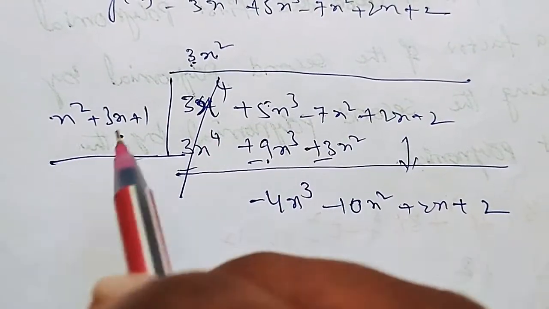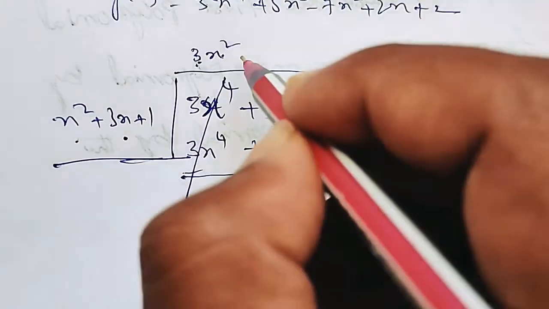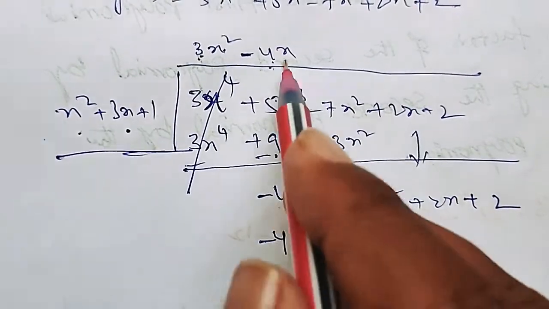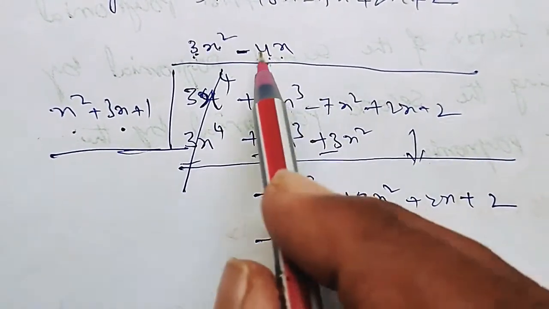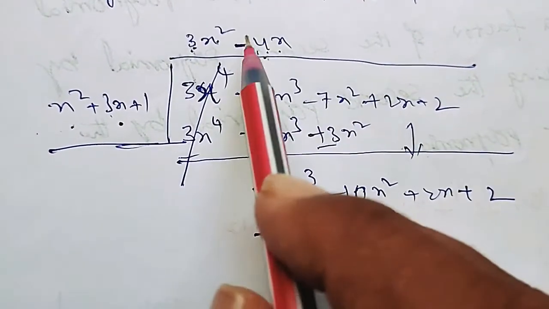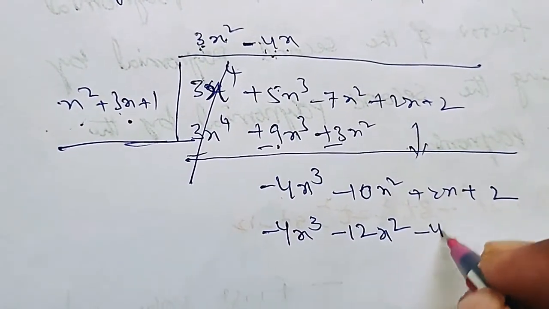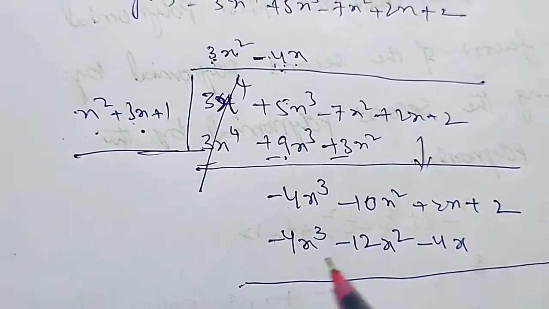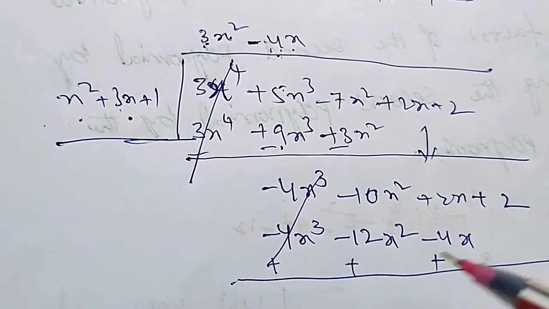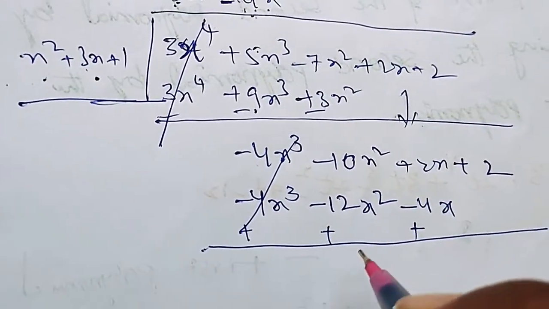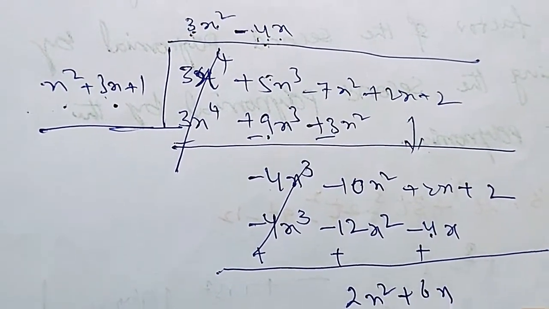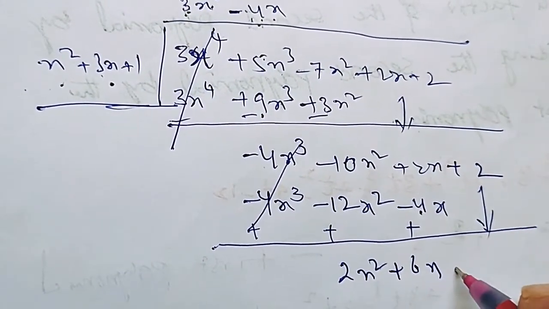Next, here x^3 and here x^2, so simply minus 4x. Minus 4x into x^2 is minus 4x^3. Minus 4x into plus 3 is minus 12x^2, and minus 4x into 1 is minus 4x. So plus, plus, these cancel each other. Plus 12 minus 10 is 2x^2, and plus 4 plus 2 is plus 6x. Okay, next the remaining term is the constant term, plus 2.